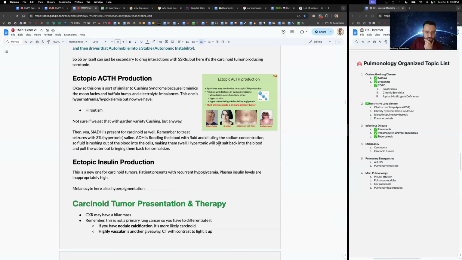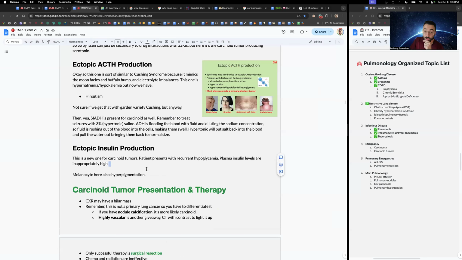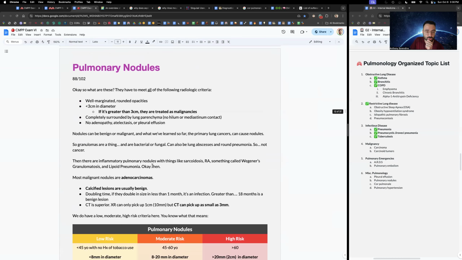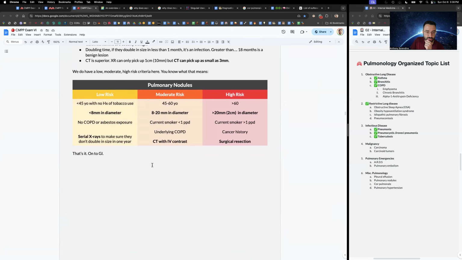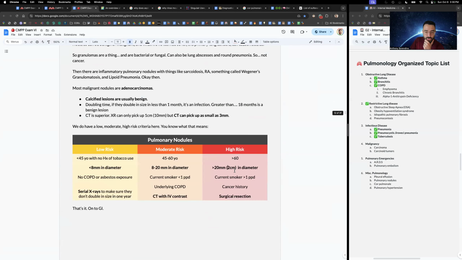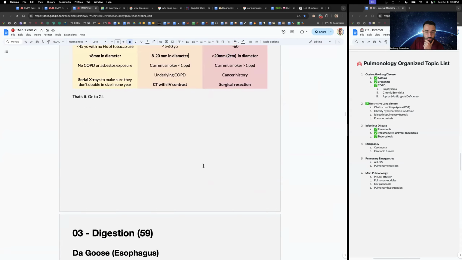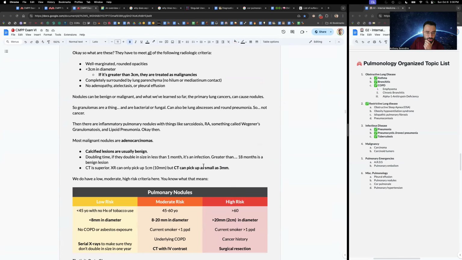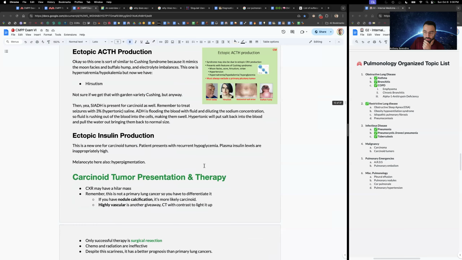ACTH, so this is more of the Cushing stuff. You can get insulinomas, ectopic insulin production. Then there's nodules, pulmonary nodules on here. Technically, 8 millimeters is a good threshold to look at here for low risk. Surgical resection once you get over 20. So 20 is a nice, easy number to remember where you need surgical intervention.